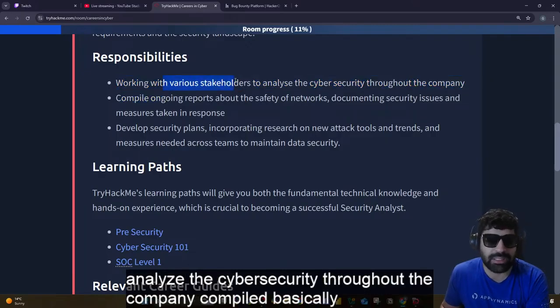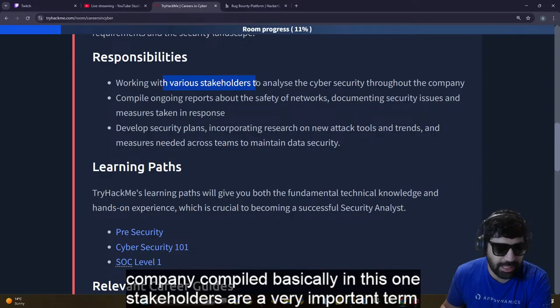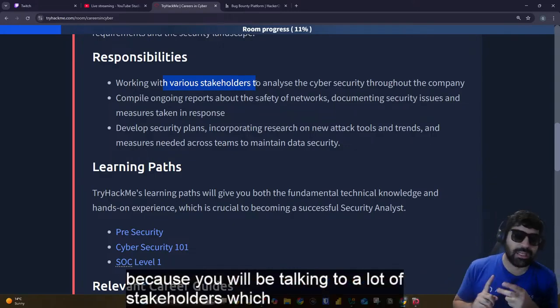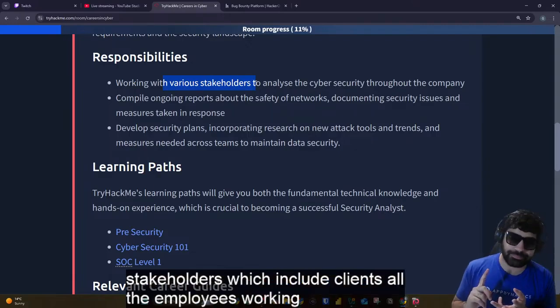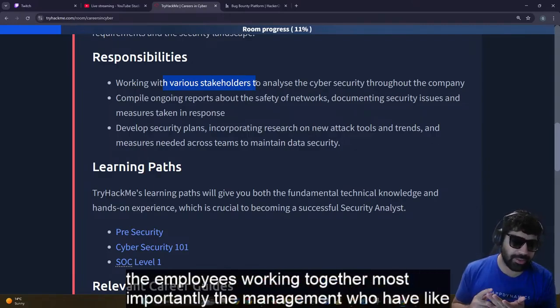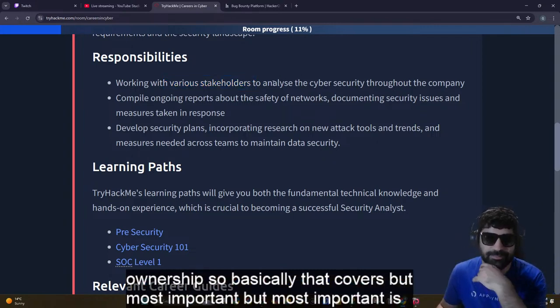Basically, in this one, stakeholders are a very important term if you are going into cybersecurity, because you will be talking to a lot of stakeholders, which include clients and all the employees working together. Most importantly, the management who have shares in the company or the ownership. So basically, that covers it, but most important is the management.